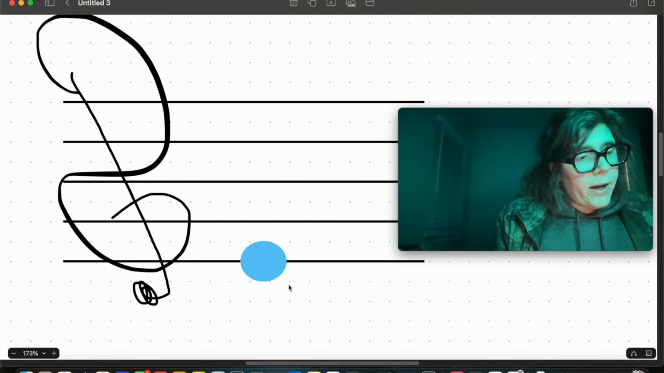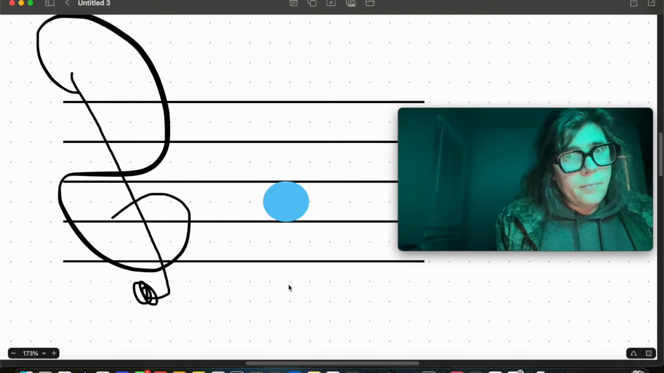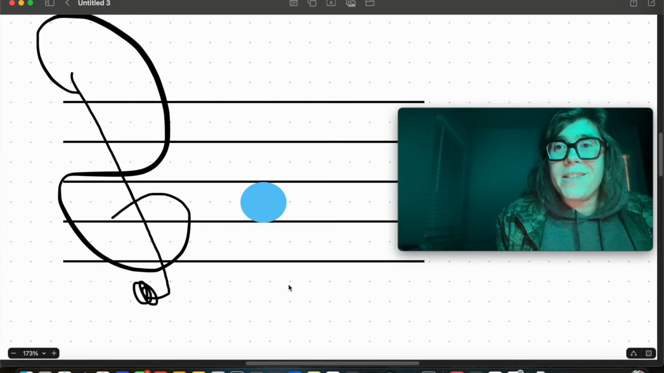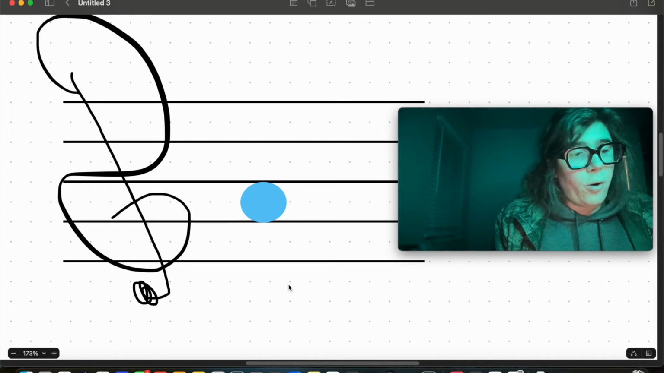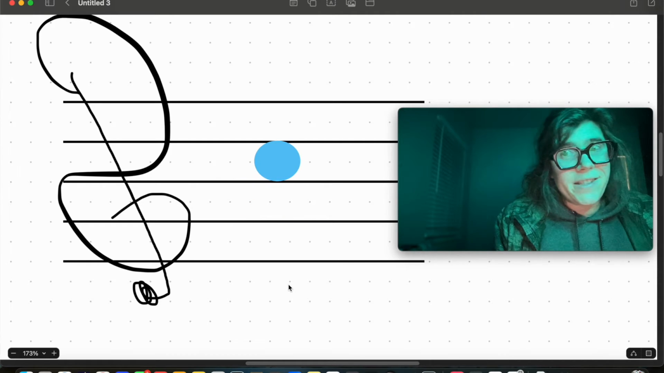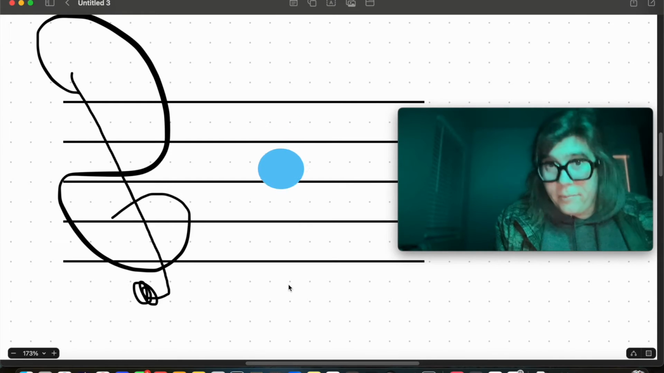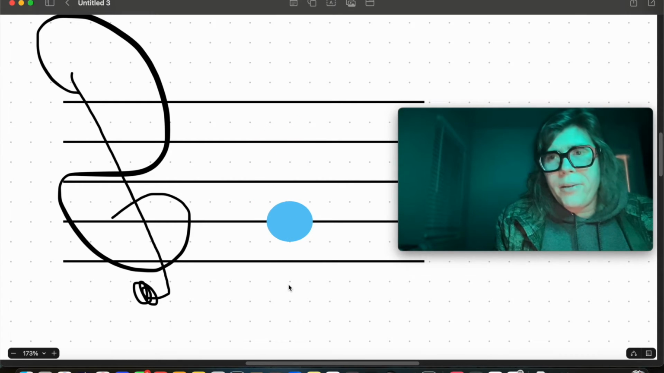Now, what if we went up? This is the space that was above G. It's an A because it goes back to the beginning of our musical alphabet, and so on to B, and then C, and then D, E, etc. I'll put this right back here on G.